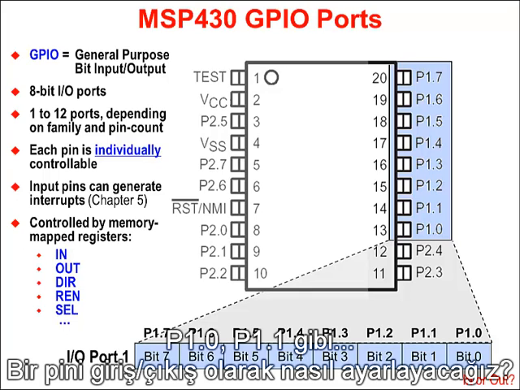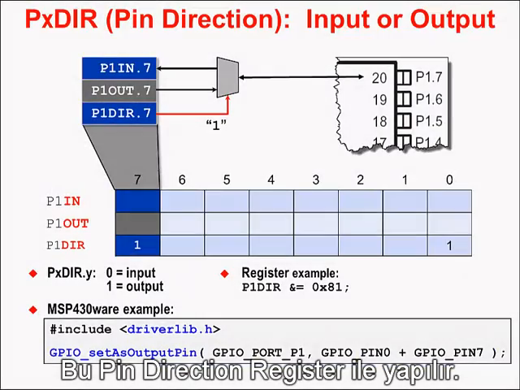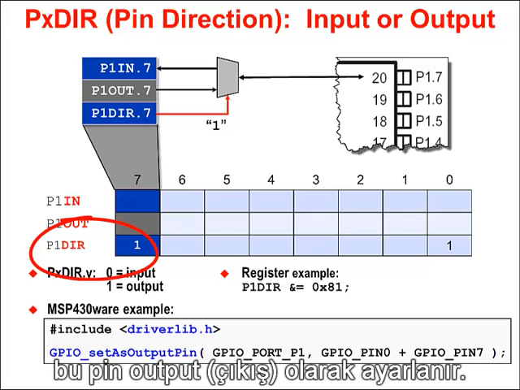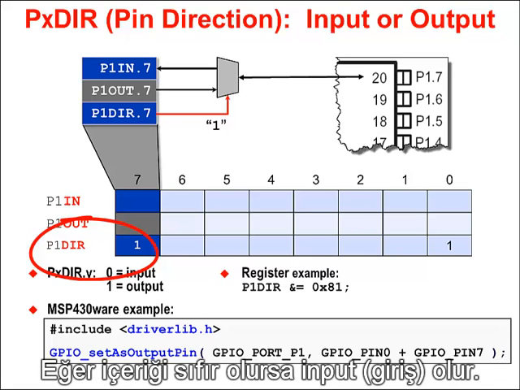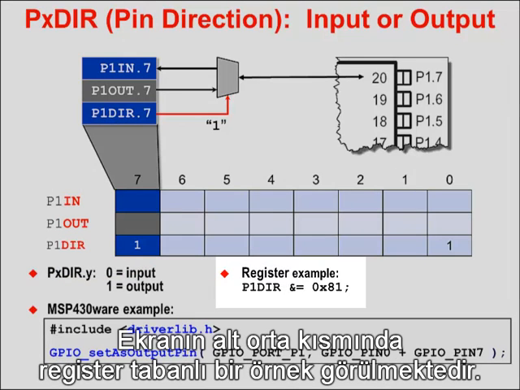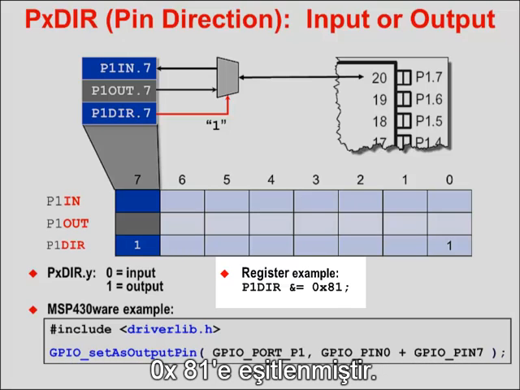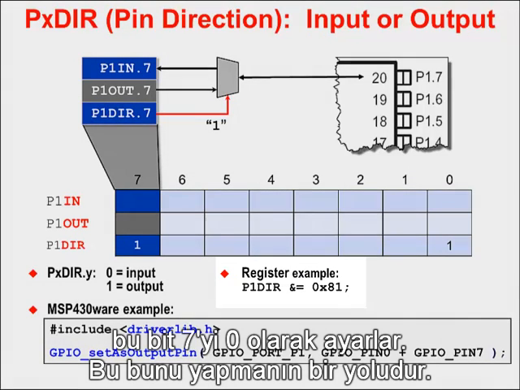How do we make a pin be an input versus an output? That can be done with the pin direction register. That's the DIR register. By putting a 1 in the direction register, we can set that pin to be an output. If we put a 0 there, it's an input. So you can see there, in the lower middle of the screen, there's a register-based example. So we can set P1 DIR, so that would be the DIR register for port 1. We can OR it equal to 0x81 to have it set bit 7 and bit 0.